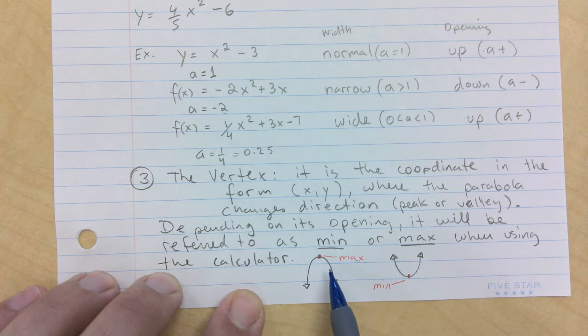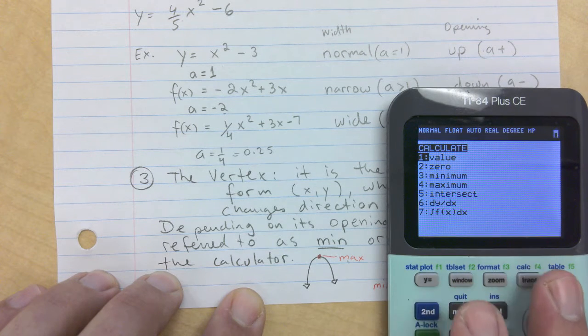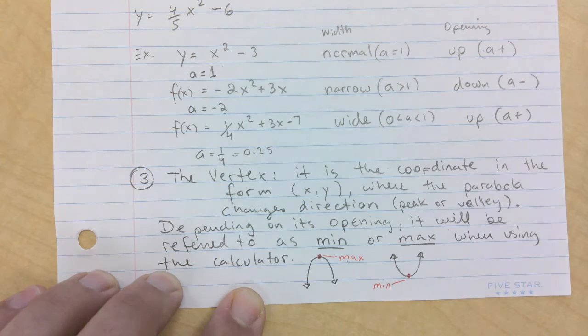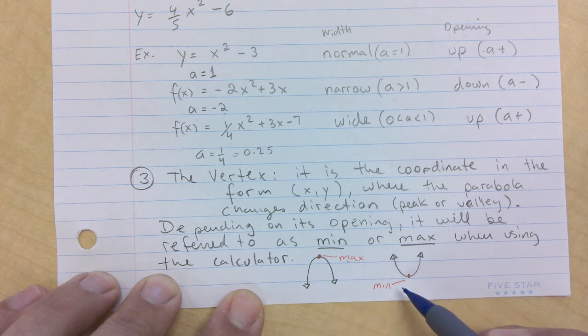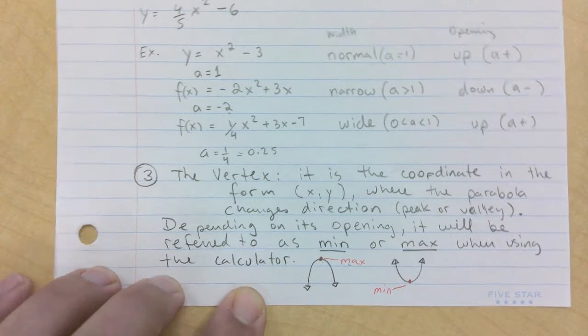We call it the vertex, but when we're using our calculator, if it's pointing this way, you have to use the max function. Does that ring a bell? Calculator? I'm just going to show you second trace. Remember, min and max, we haven't used those yet. We're going to start using it soon, okay? So vertex are these two points. So I'm just going to make a note.